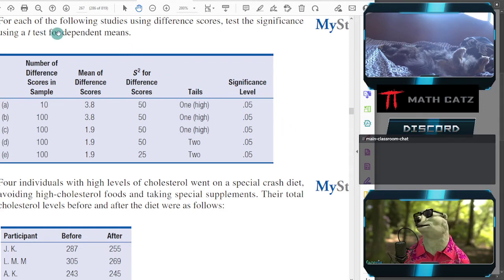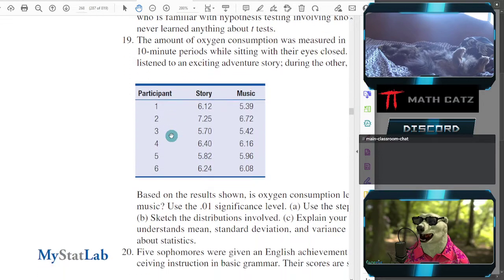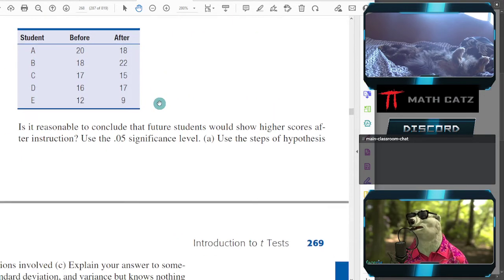For each of the following studies, using difference scores, test the significance using a t-test for dependent means. So the only issue here, I'll give you a little example. In number 19, for example, they give you more of a story where we are measuring the participant before and after treatment of some kind. It doesn't really matter. Let's look at this one.